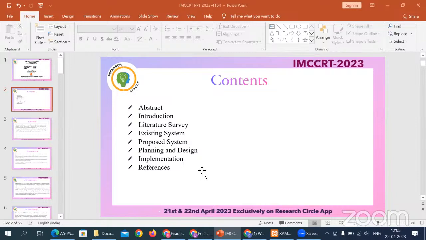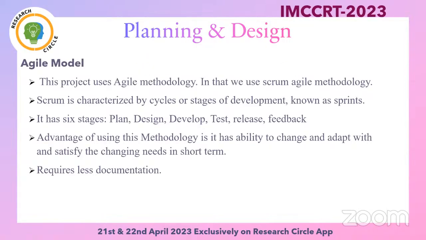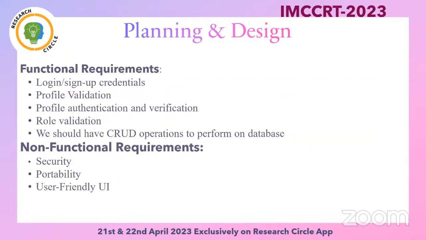We use the agile model for developing projects. In our project, we have added new features simultaneously over 3 months for a better outcome. It has the phases plan, design, develop, test, release, and feedback. The advantage of this methodology is that it has the ability to change and adapt and satisfy the changing needs in the short term. And these are our functional requirements.